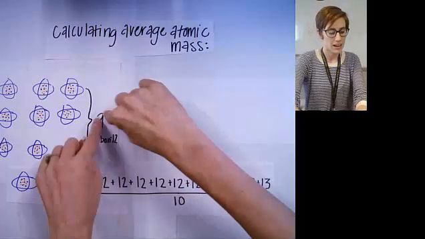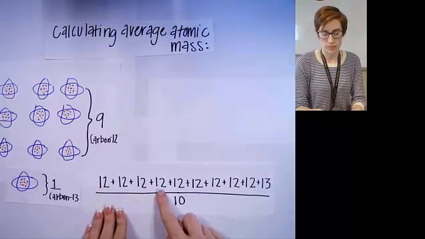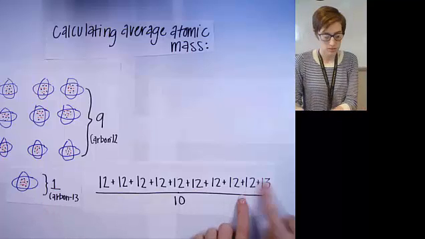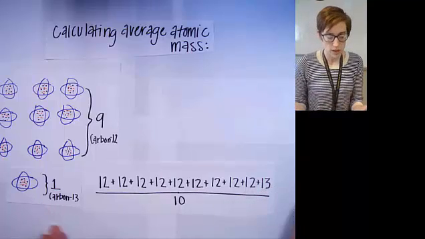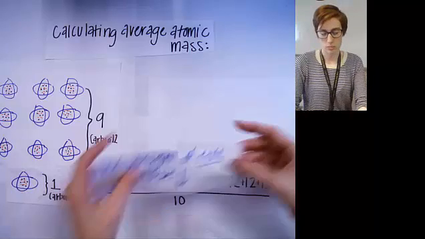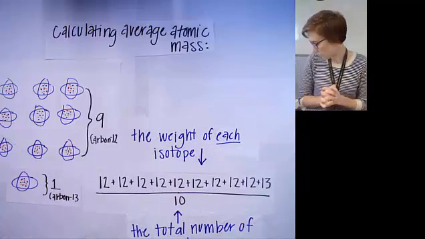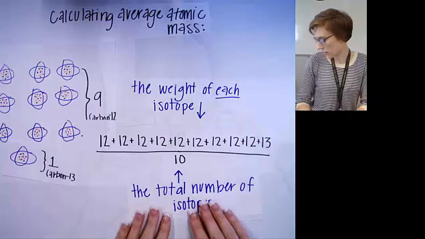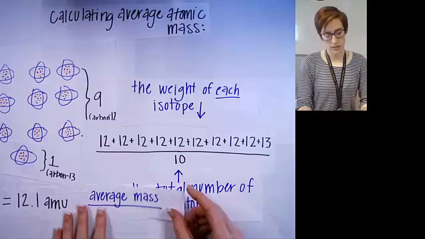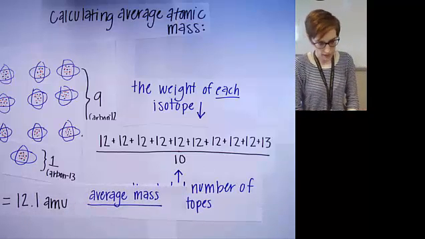So since I have 9 carbons that are at 12 AMUs each, I just write out 12 9 times. And I only have 1 carbon that's at 13, so I would write it like this. So here's one way I could do it. I have 10 carbon atoms. This is the weight of each isotope right here on the top. And here are the total number of isotopes. Okay, here's your total number of isotopes. So when I do the math, I end up with 12.1 AMUs as the average mass.